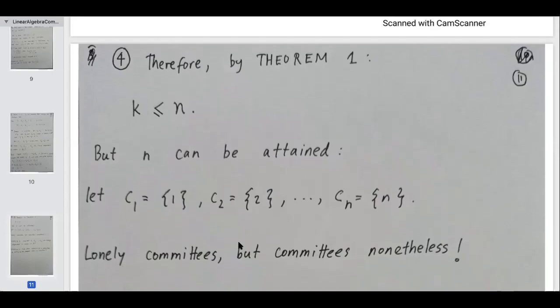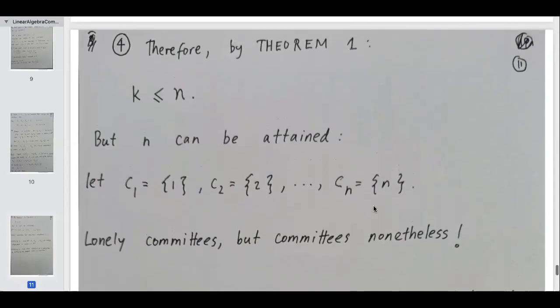And then we proved that if C1, C2, ..., CK are committees, then VC1, VC2, ..., VCK must be linearly independent, which directly gave us, by the earlier theorem, that there can't be more than n committees. And now we've shown that in fact we can always form n committees satisfying the rules. So n is the answer to the question.